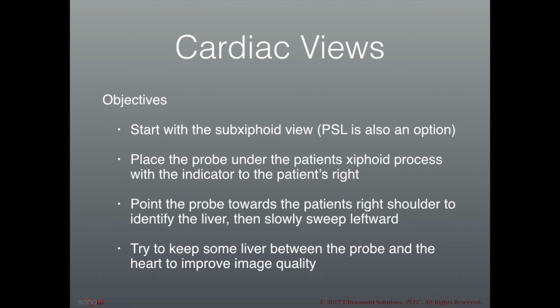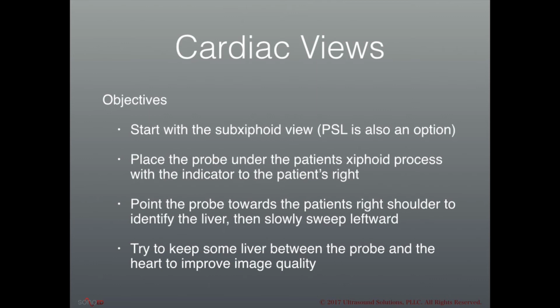To obtain the subxiphoid view, you're going to place the probe under the patient's xiphoid process with the indicator to the patient's right. This is assuming that the machine remains in an abdominal setting as it was for the prior views. If, however, you switched your machine to a cardiac mode, it may be possible that the indicator would switch to the other side of the screen, depending on how your machine is set up. But for now, we'll assume that the machine remains in an abdominal mode, and so we're going to orient the probe with the indicator to the patient's right.